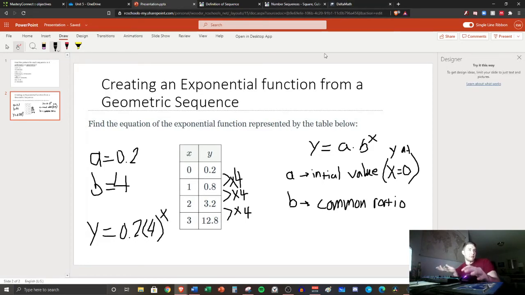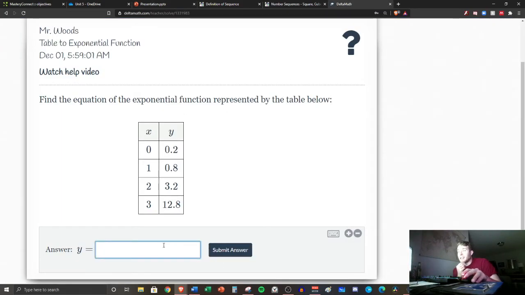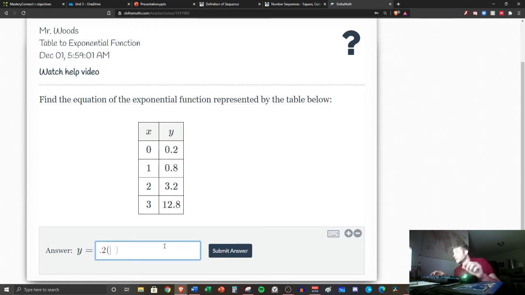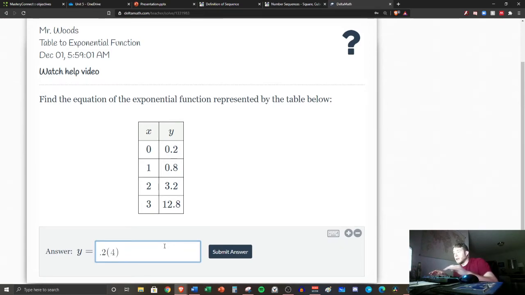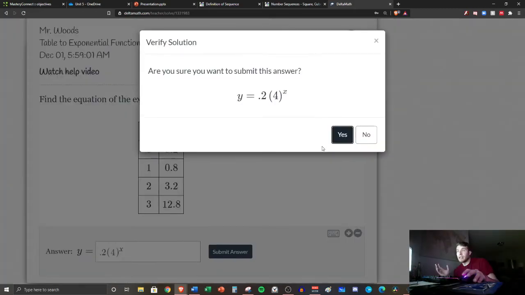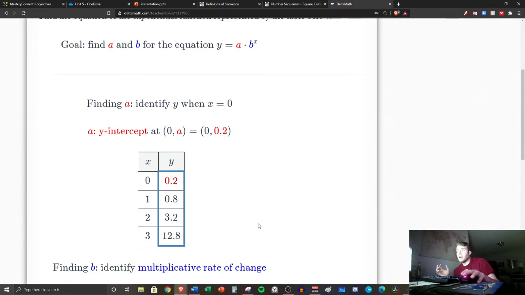Now, obviously, this is a Delta Math problem, as you can see. I just wanted to put it on a slide for us. So I'm going to type that in, 0.2. I'm going to use parentheses here. We're going up by 4 each time, close them, exponent x. Submit the answer. I got it right.